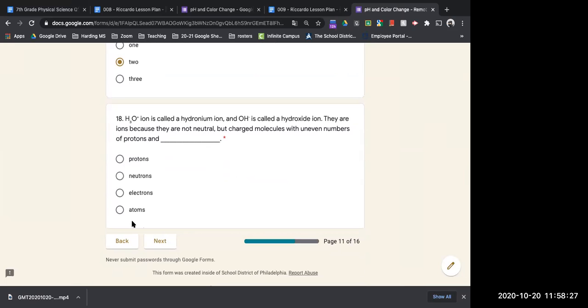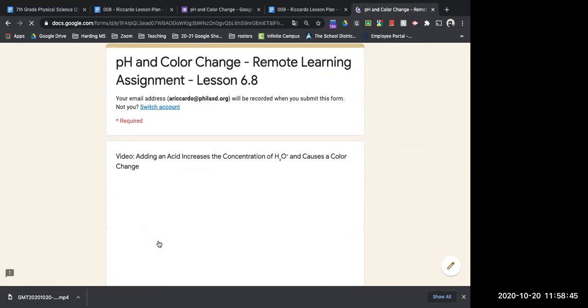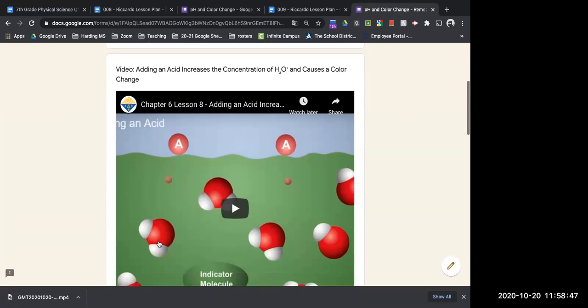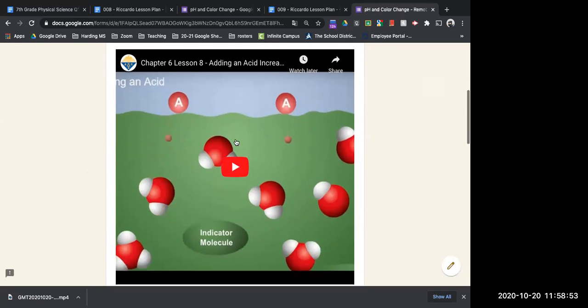H3O plus ion is called a hydronium ion, and OH negative is called a hydroxide ion. They are ions because they are not neutral, but charged molecules with uneven number of protons and electrons. And that is true. All right. So adding an acid increases the concentration of H3O plus and causes a color change.